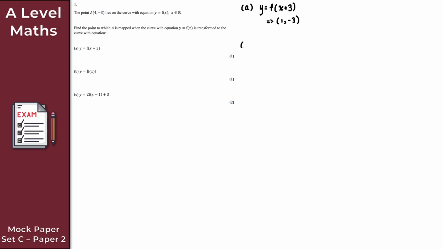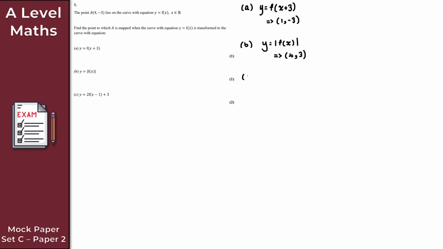For part B, again nice and straightforward, we've got y is equal to the modulus of f of x. Because we're taking the modulus of the full function, all y values are positive. In that case, what we obtain is simply 4, 3. Again, nice and easy.